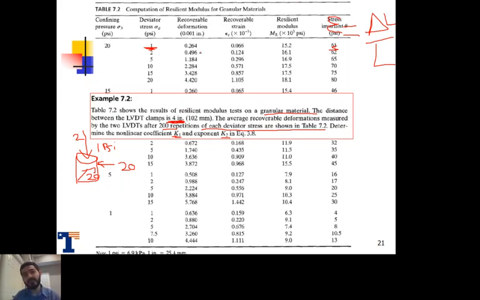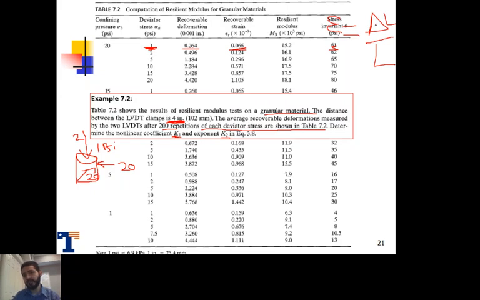Next, we need to understand this column here. The column here, recoverable deformation, is what we measure during the test. So this is measured, nothing really fancy about it. This will be provided to you. What you need to calculate is the recoverable strain. The recoverable strain, which is 0.066 here, came from this equation right here. This is the strain.